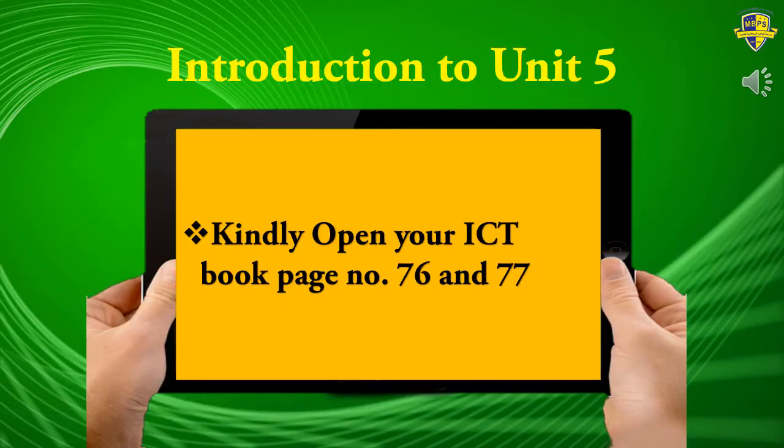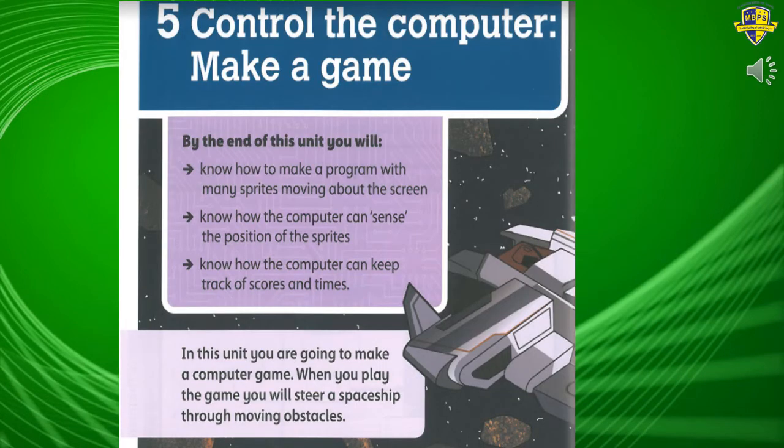Hey, students, kindly open your book, page number 76 and 77. It's Introduction to Unit 5. Write the date on the top of page number 76. So are you ready? Great. Dear students, let's see what's there in Unit 5 for us so that we can start our animations. The name of Unit 5 is Control the Computer, Make a Game.